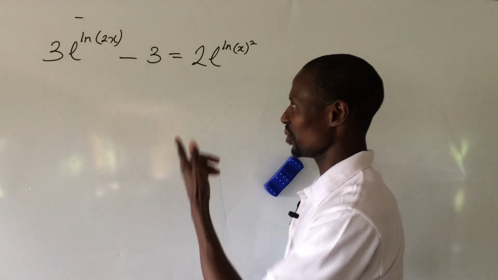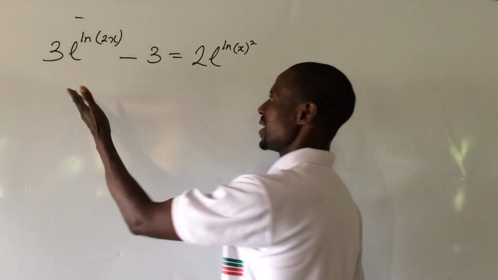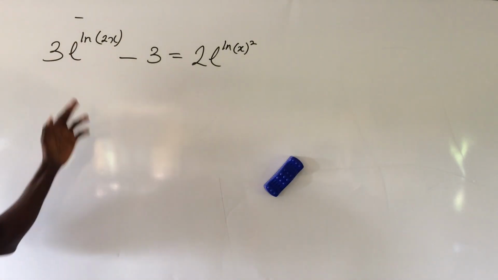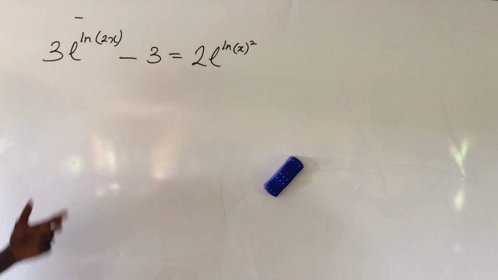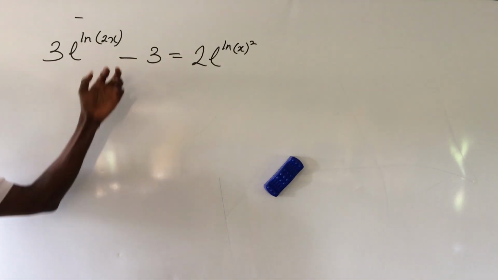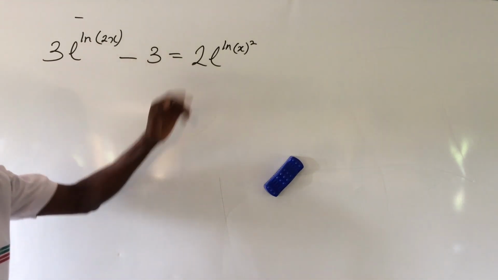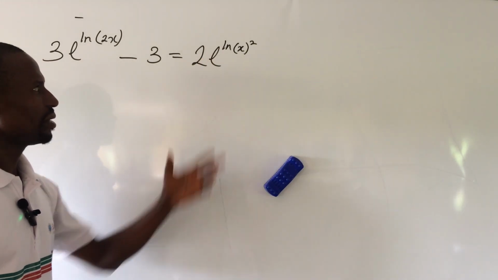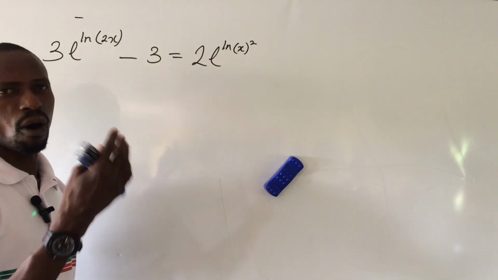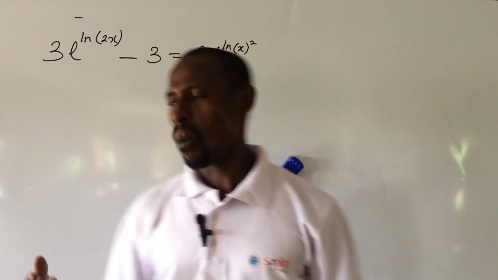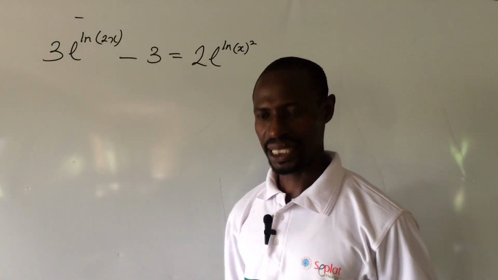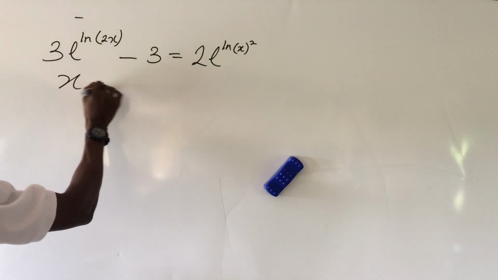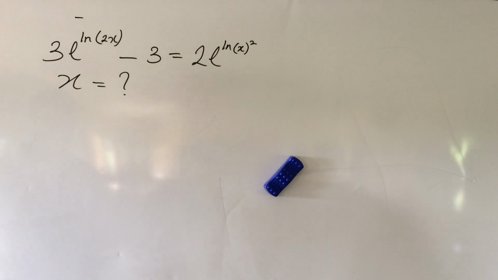All right, so let's go into today's challenge. It says 3e to the power of ln(2x) minus 3 equals 2e to the power of ln(x) all squared. What will be the value of x? Okay, so here we're looking for x. So we'll have x is equal to what?